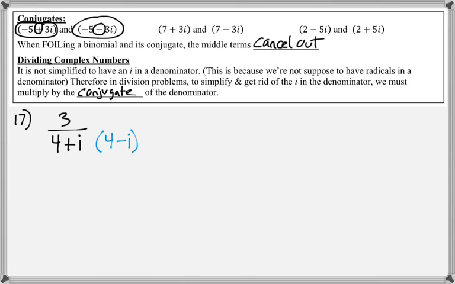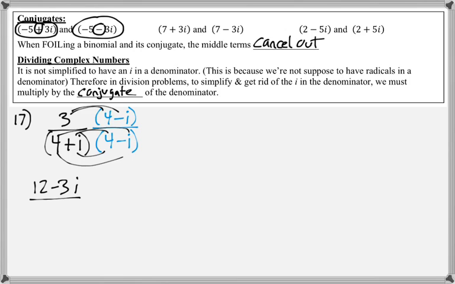And let me put parentheses around the original. But then to keep this legal, I also need to multiply the top by 4 minus i. So then I'm going to distribute that and then FOIL this. So that's going to be 12 minus 3i over, now the middle terms of the FOIL are going to cancel out, and you can see that it'll be a minus 4i and a plus 4i. So you actually only need to do the first and the last of the FOIL.